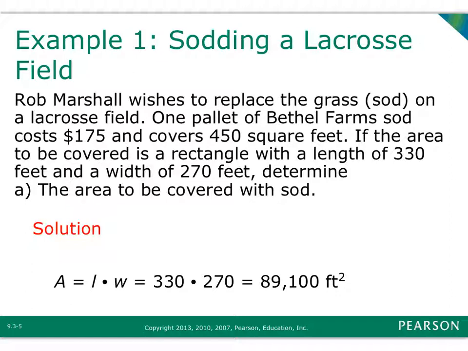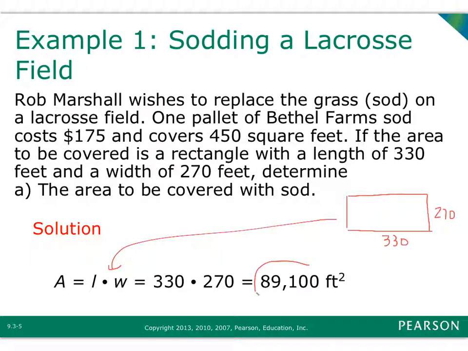So the solution in this case, since we can draw a picture, and here we have a rectangular area with the length of 330 and the width is 270, we can see that the area is the length times the width, which is just 330 times 270, which on our calculator will give us 89,100 square feet.